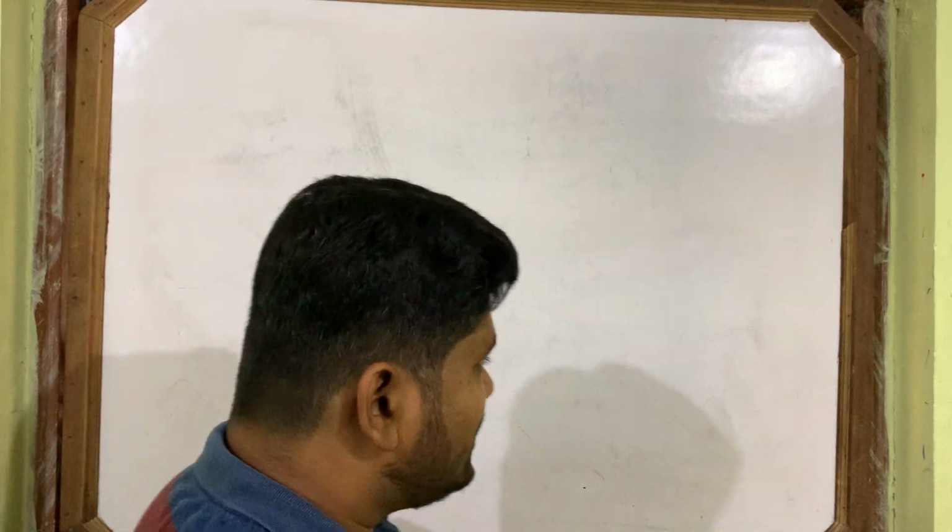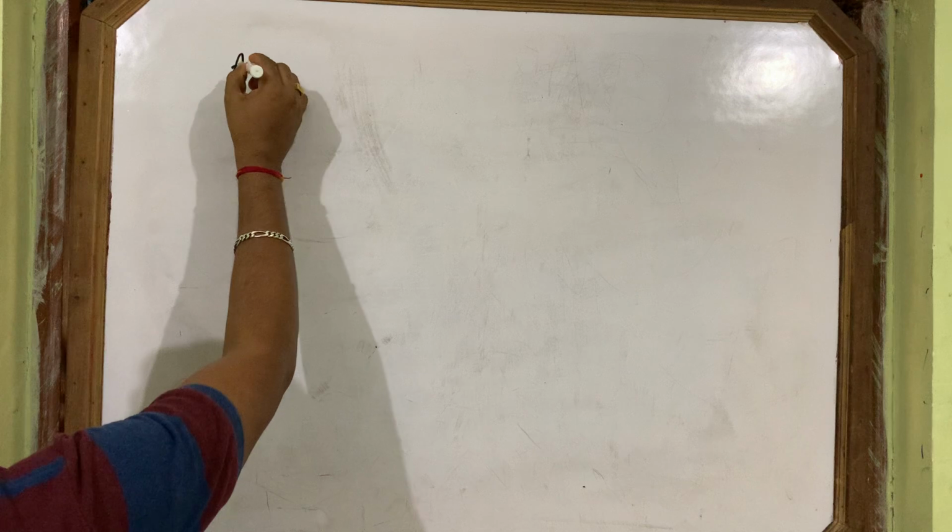Dear friends, this is lecture number 2 of electromagnetism. In the previous lecture, we discussed Biot-Savart law and its applications. Today, we discuss Ampere's Circuital law, the second law of this chapter given by Ampere.